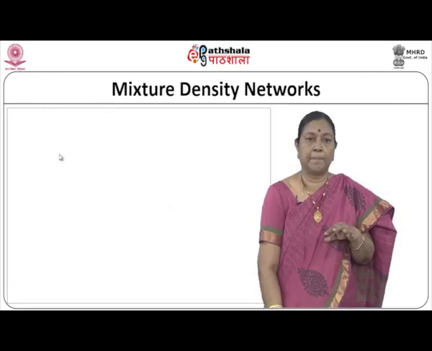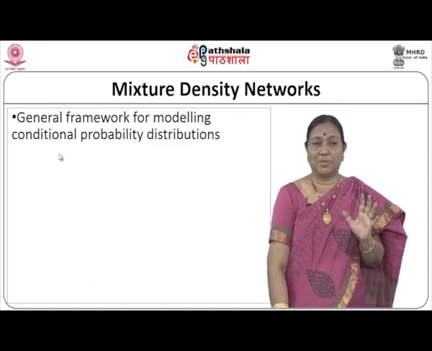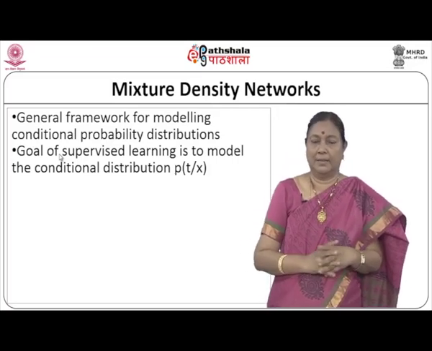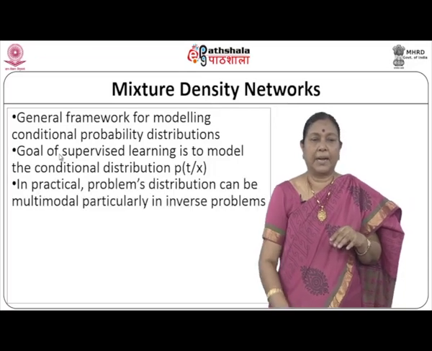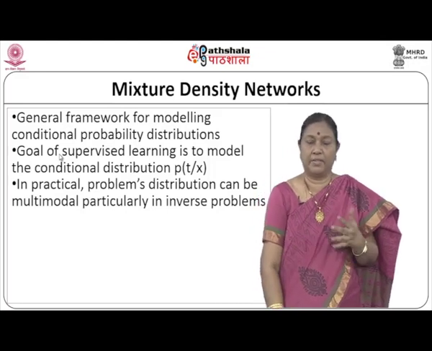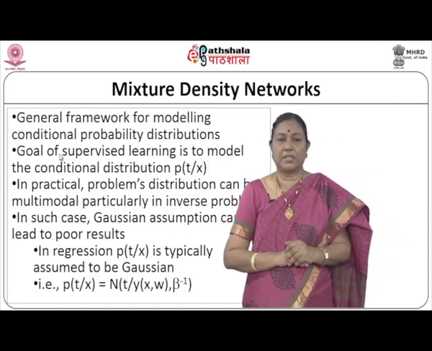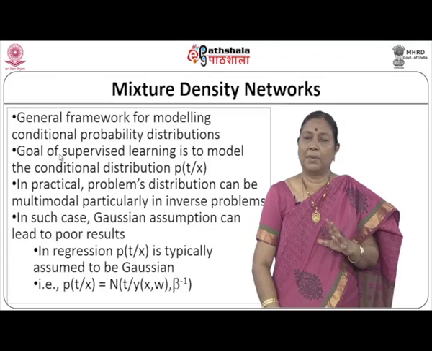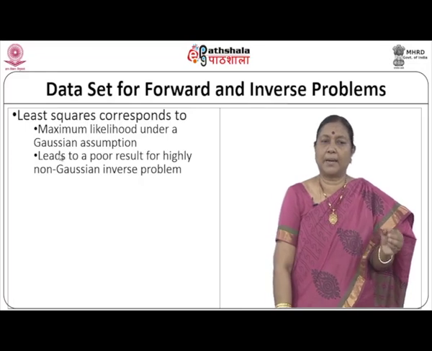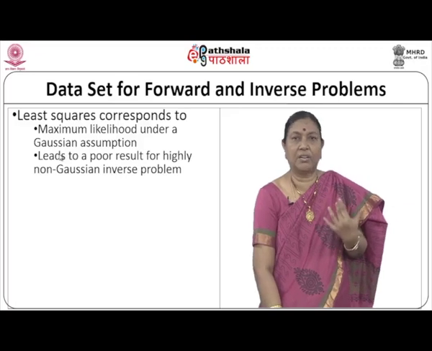Then there is a topic called mixture density networks, a general framework for modeling conditional probability distributions. The goal of supervised learning is to model the conditional probability p(t|x), the posterior probability. In practice, the distribution can be multi-modal, particularly in inverse problems. In such cases the Gaussian assumption can lead to poor results. In regression it is typically assumed to be Gaussian, and least squares corresponds to maximum likelihood under Gaussian assumptions. It leads to poor results for highly non-Gaussian inverse problems.